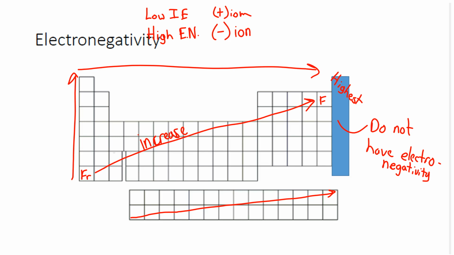All right, so high electronegativity is going to form a negative ion. So if I look at these two charts together, what element has the lowest ionization energy? Francium. All right. So francium is the most likely element on the periodic table to form a positive ion. What element is most likely to form a negative ion? Fluorine.